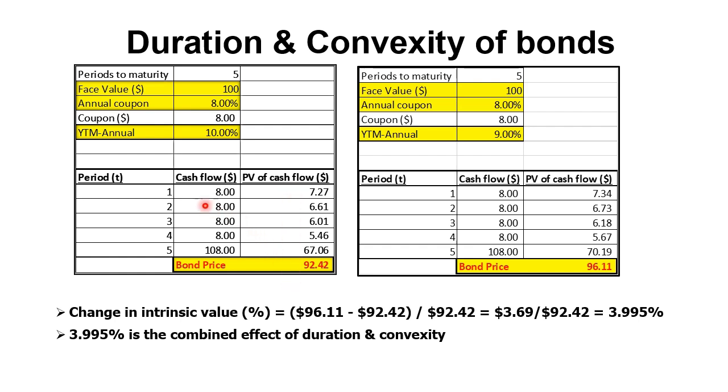For example, at the end of period 1, the cash flow of $8 is discounted by 1 plus 10% raised to the power 1, which is 1.1, and the present value of the cash flow at the end of year 1 is $7.27. At the end of year 2, the cash flow is discounted by 1 plus 10% raised to the power 2, and the present value of the cash flow is $6.61, and so on. At the end of year 5, you have the $100 principal repayment plus the $8 coupon, which is discounted by 1 plus 10% raised to the power 5. The present value of the cash flow at the end of year 5 comes to $67.06. If we total all the present values, we get a bond price of $92.42.